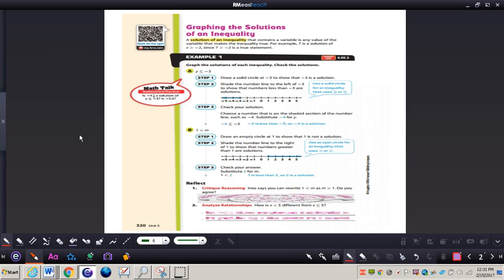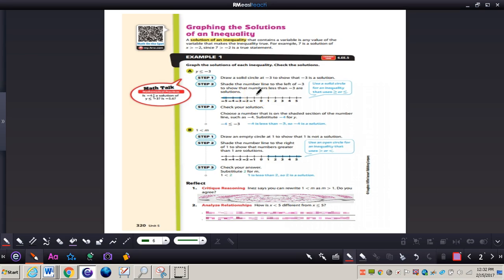So we have y is less than or equal to negative 3. In order to do this, we're going to draw a solid circle at negative 3 to show that negative 3 is part of the solution. Why is it part of the solution? Because it's less than or equal to negative 3. That line underneath shows that negative 3 will be a solution. So we can draw that dark circle.